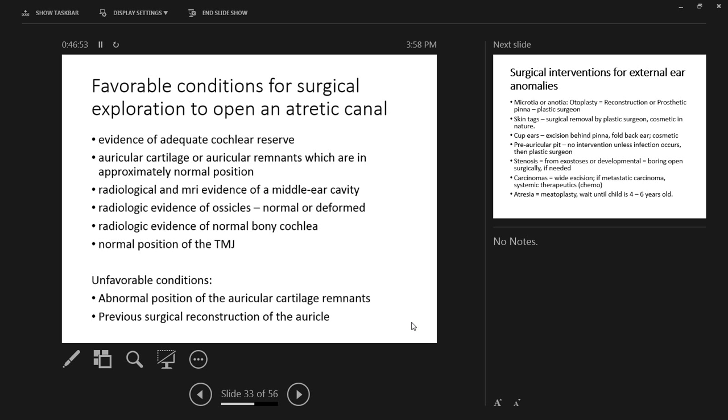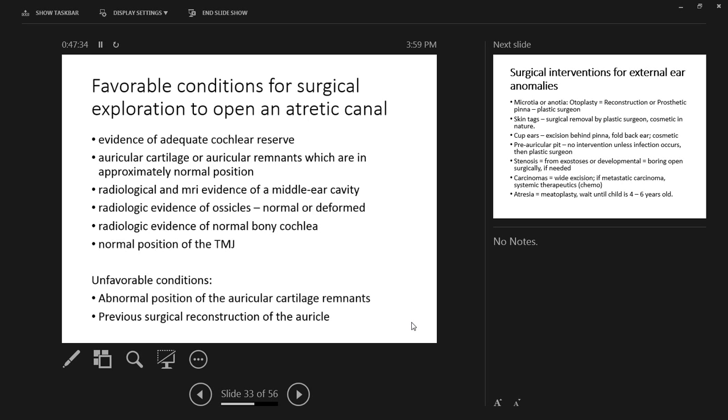If you're not born with an ear canal, you don't necessarily have to have a middle ear. If there are ossicles, that's a good thing. Again, not that you necessarily have to have normal ossicles, or even have them there. Radiologic evidence of the normal bony cochlea. The cochlea itself might be abnormal. There may be some hearing down there. So just because you have normal sensorineural hearing doesn't mean that you have a normal temporal bone where the cochlea is. And then another favorable condition would be if there's a normal position of the temporomandibular joint.